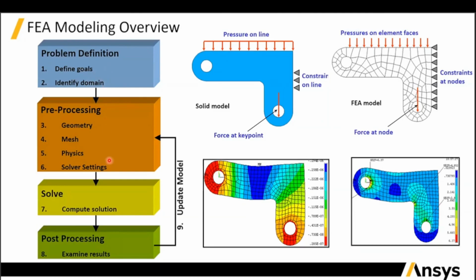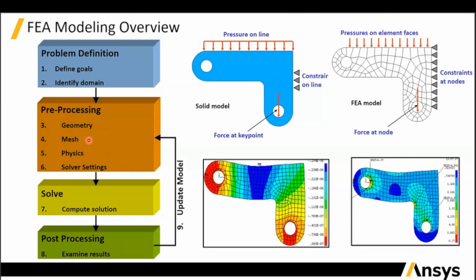The next step is pre-processing. Pre-processing is the things you give as input from your end. First is the geometry. You have to prepare a virtual model. There are various modeling tools, and you can do modeling with Ansys SpaceClaim Direct Modeler. So you have to define your geometry, or you can import a geometry from any other software and use it.